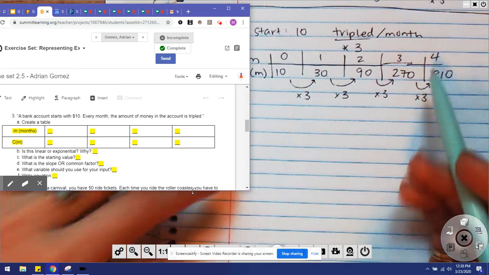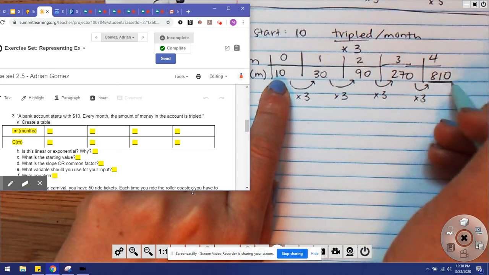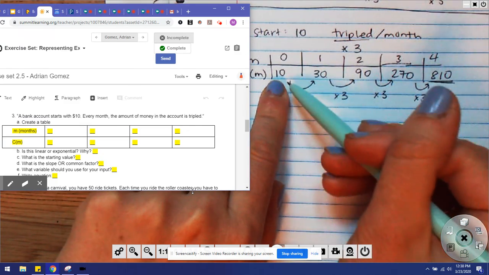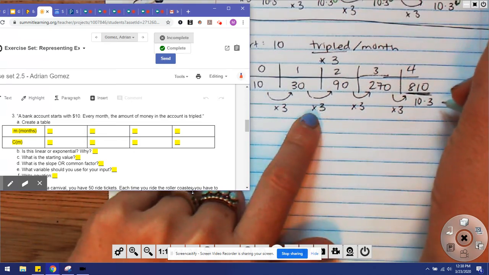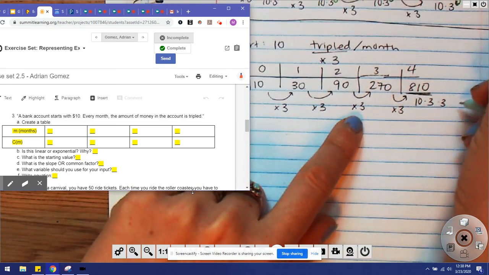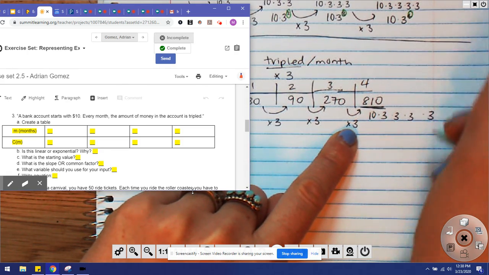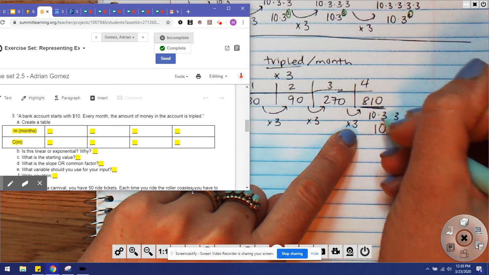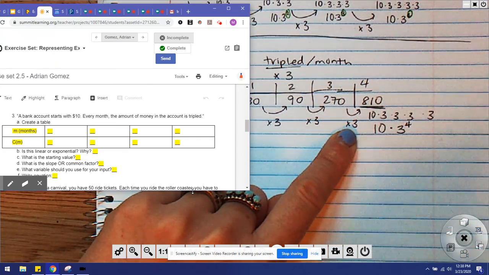If I think about where I started and where I ended, to get to 810, what I had to do was I took this $10 and I multiplied it by 3. I multiplied it by 3 again. And I multiplied it by 3 again. So really what I have here is 10 times 3, 1, 2, 3, 4 times.